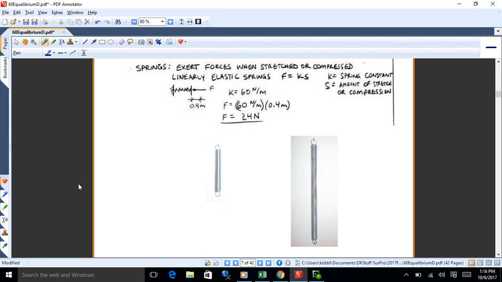What that means is there's a direct relationship between the amount of stretch in the spring and the force. Okay? So what you have then is a spring constant, K, which is expressed as a force per unit length. So in this example, I've got 60 newtons per meter. So what that means is for every meter of stretch, I get 60 newtons of force. So if I have 0.4 meters of stretch, I'd get 0.4 times 60, 24 newtons of force. Okay? And it's a constant relationship.